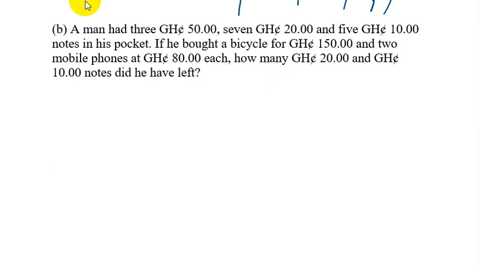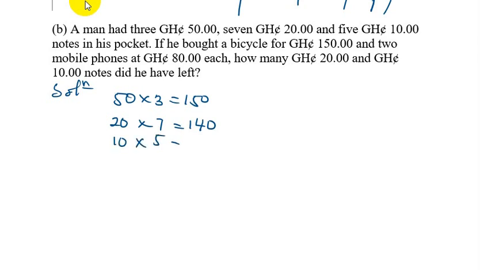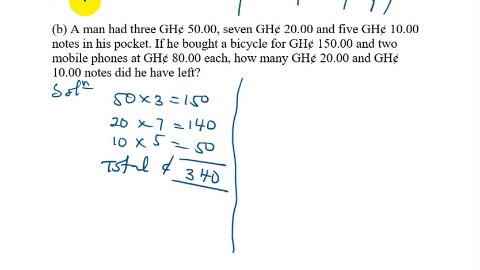We are told that he has 350 Ghana cedis. So 50 Ghana cedi times 3, that will give us 150. He was also having 720 Ghana cedi. So 20 Ghana cedi times 7, that is 140. Then he was also having 510 Ghana cedi. So 10 Ghana cedi times 5, that will give us what? 50. So total money that the man was having was 340 Ghana cedis.